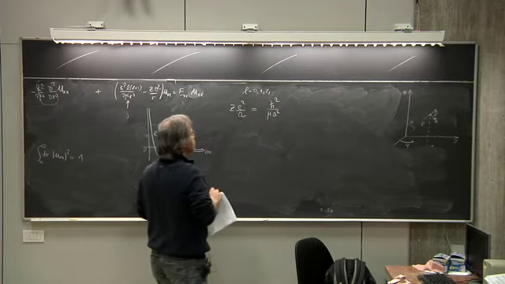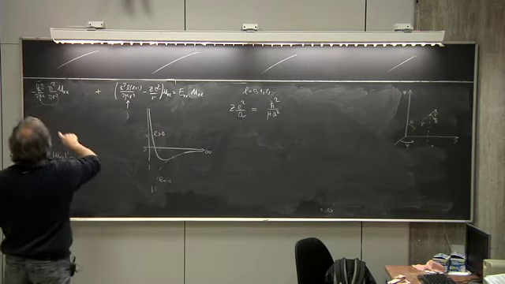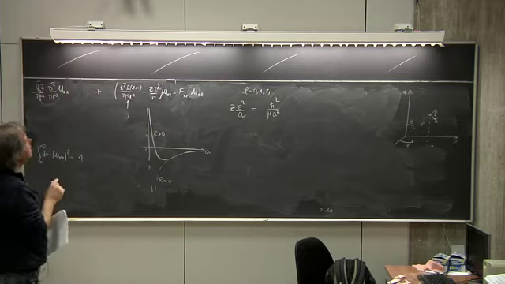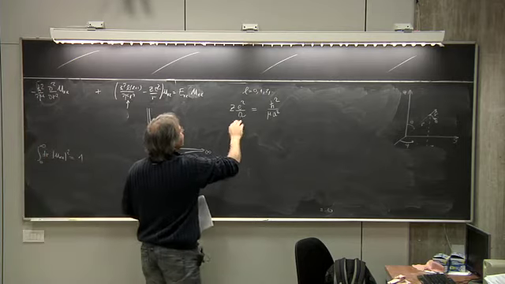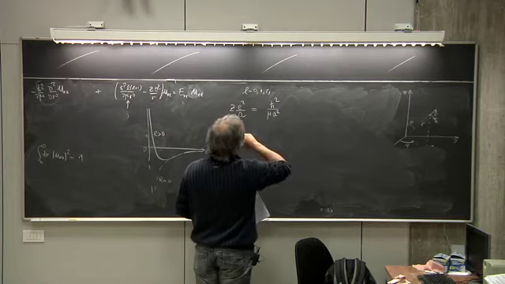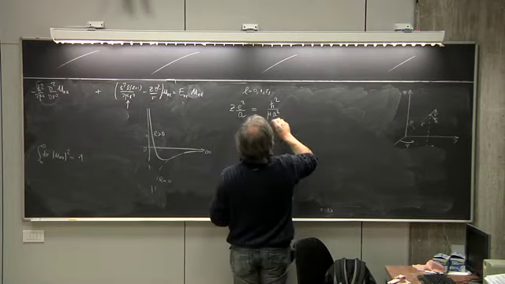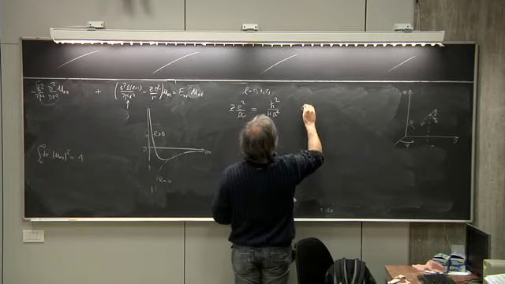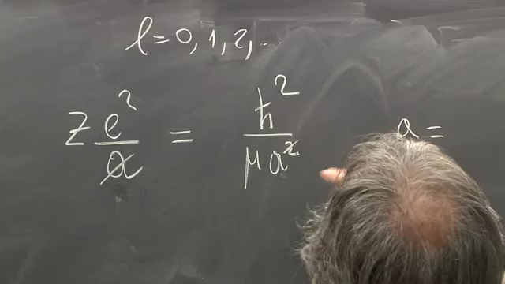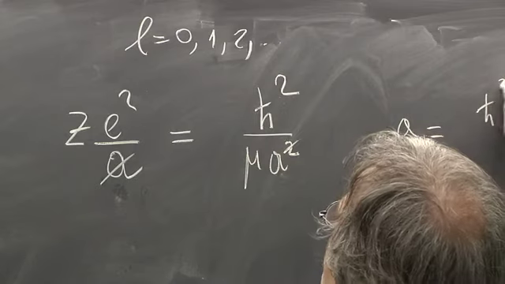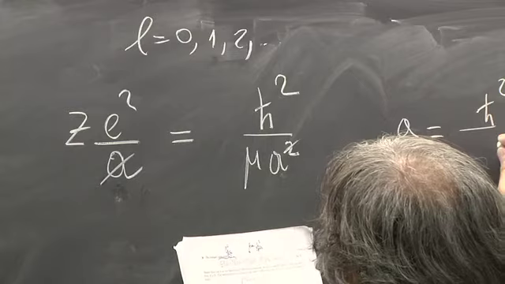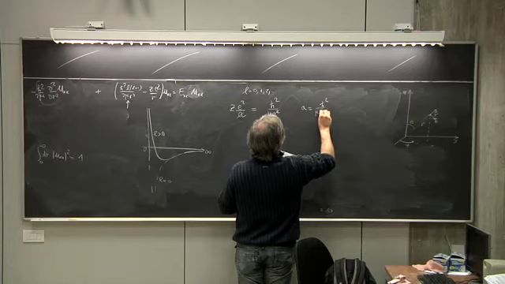Just solve this equation. Okay, so suppose I have that object and you want to say, okay, what would be the natural length there? Well, let me define z e squared over a equal to h bar squared over mu a squared. Then you solve it. So you multiply, for instance, you take off this. So a equal to h bar squared divided by mu e squared times z.